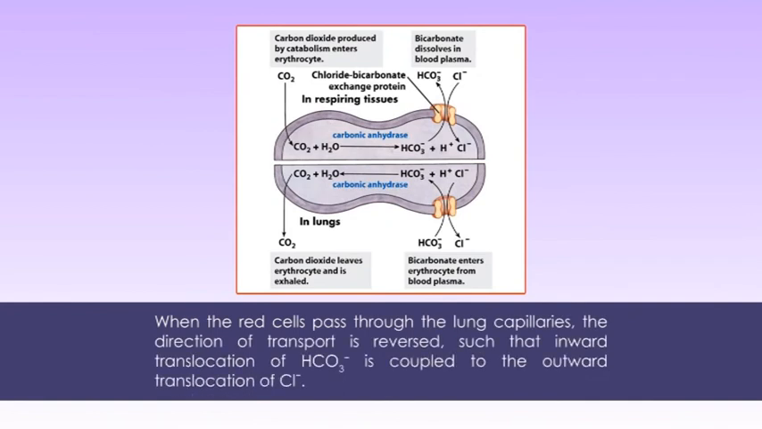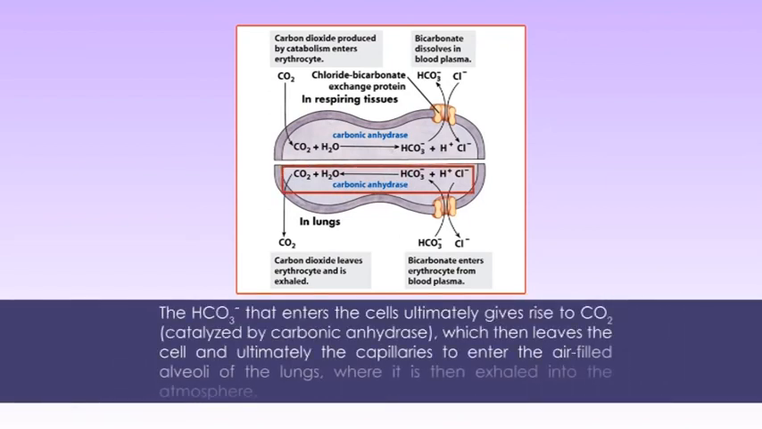When the red cells pass through the lung capillaries, the direction of transport is reversed, such that inward translocation of bicarbonate is coupled to the outward translocation of chloride. The bicarbonate that enters the cells ultimately gives rise to carbon dioxide, catalyzed by carbonic anhydrase, which then leaves the cell and ultimately the capillaries to enter the air-filled alveoli of the lungs, where it is then exhaled into the atmosphere.